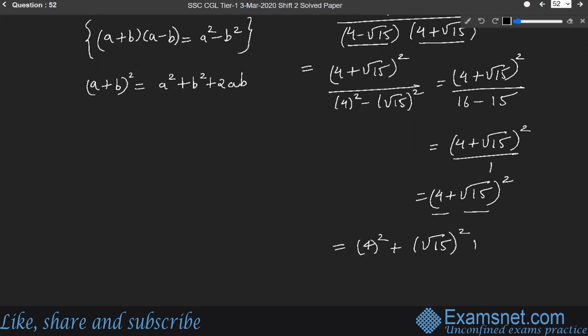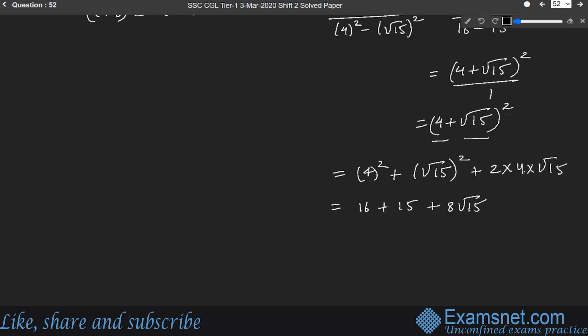So root 15 square plus 2 into a into b, means 2 into 4 into root 15. So 4 square is 16, plus root 15 square is 15, plus 2 into 4 is 8, 8 into root 15 is 8 root 15, right? Now, what is 16 plus 15? It is 31 plus 8 root 15. This is the final answer for this question.